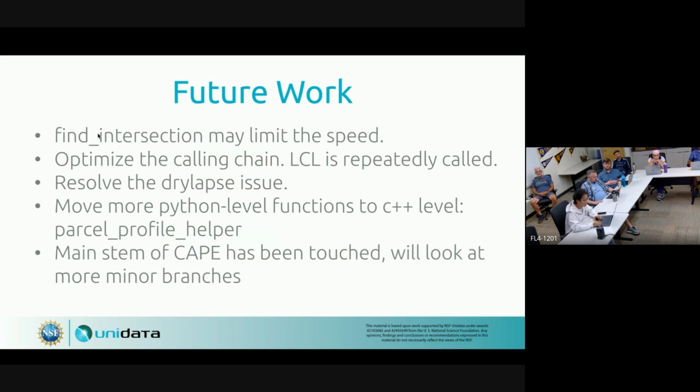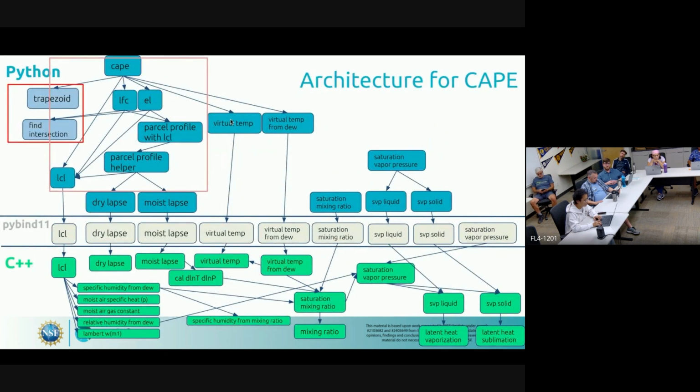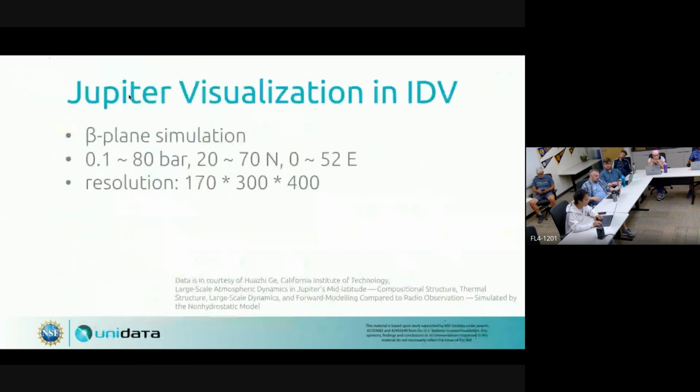in the future. For example, the first one is, you may have noticed, besides all the thermodynamics functions, we have a couple of math functions, like the trapezoid integration and the find intersection, which also deals with some math and logic things. Both of them are very important parts of the CAPE calculation. They are kind of out of my scope right now, but we can probably look at it in the future, and I believe this can significantly speed up the calculation.